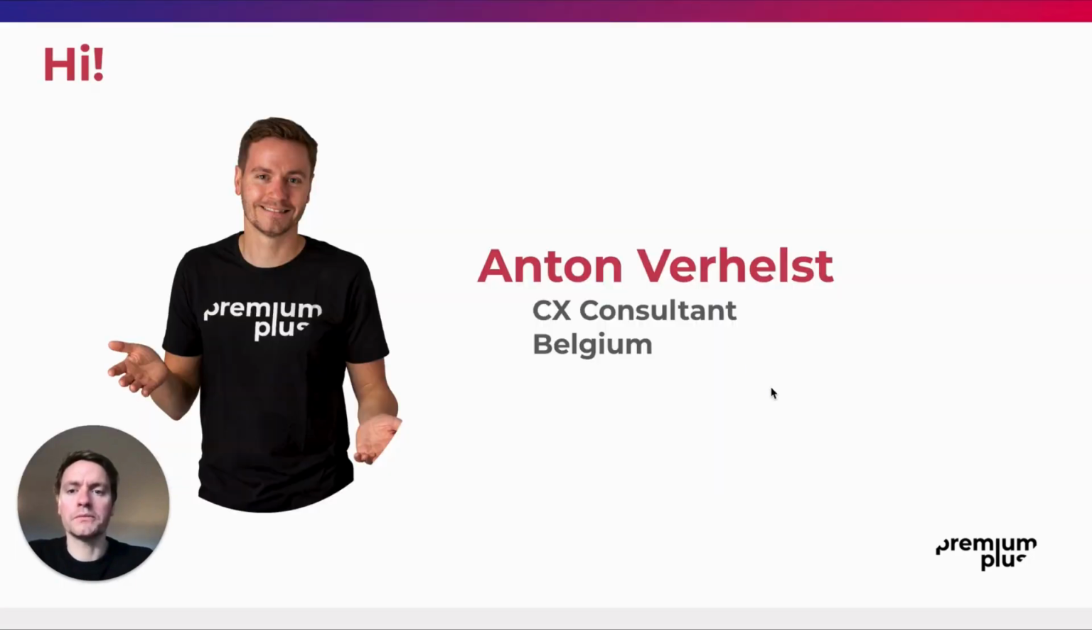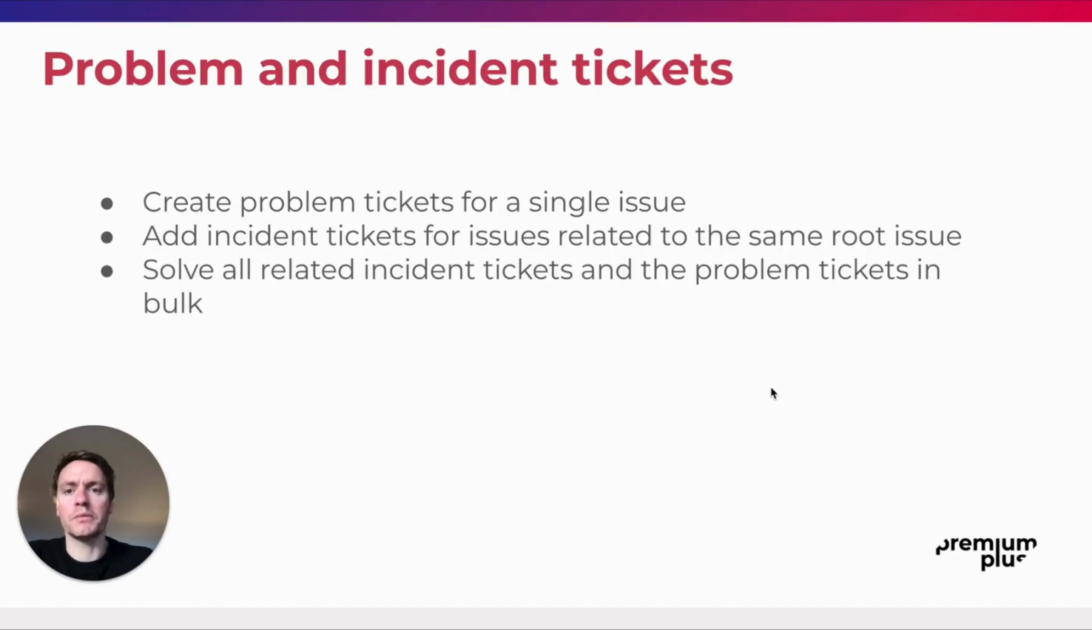My name is Anton, and I'm here to tell you about problem and incident tickets in Zendesk. You can create problem tickets for a single issue, and then you can add incident tickets to that problem ticket for issues related to the same root issue. Next, you can solve all related incident tickets and the problem tickets in bulk. So what does it look like in Zendesk?